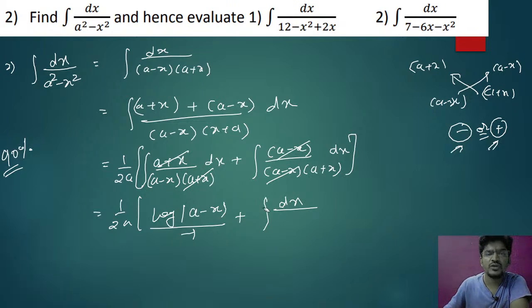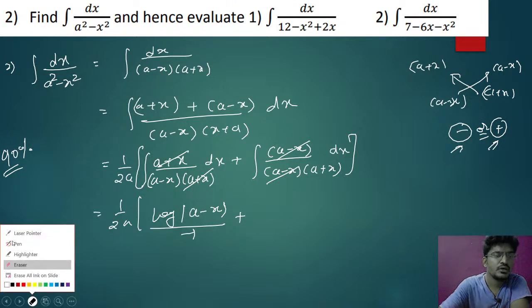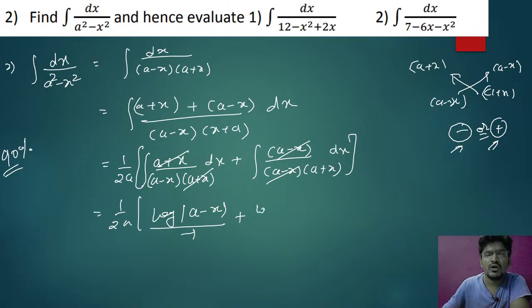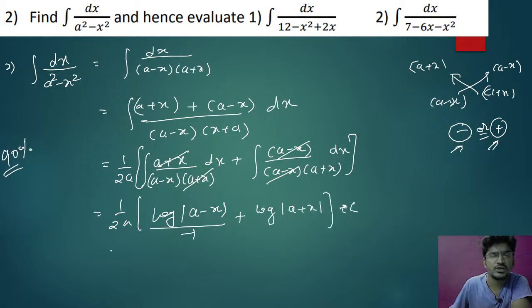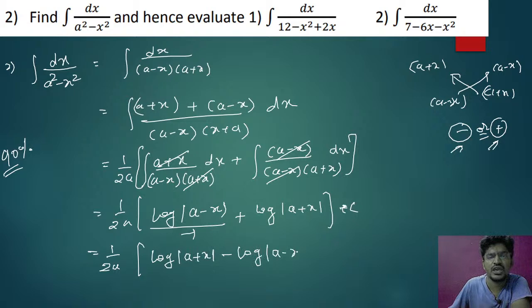Log of mod of a plus x. Clear? That will be log of mod of a plus x plus c. This will be 1 by 2a. And this minus sign will be multiplied here. This will be log of mod of a plus x, and this negative sign you write here, minus log of mod of a minus x plus c.